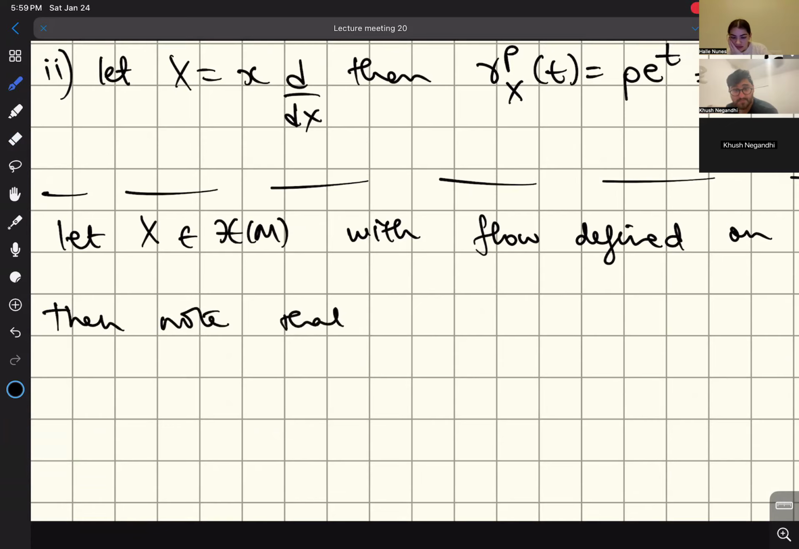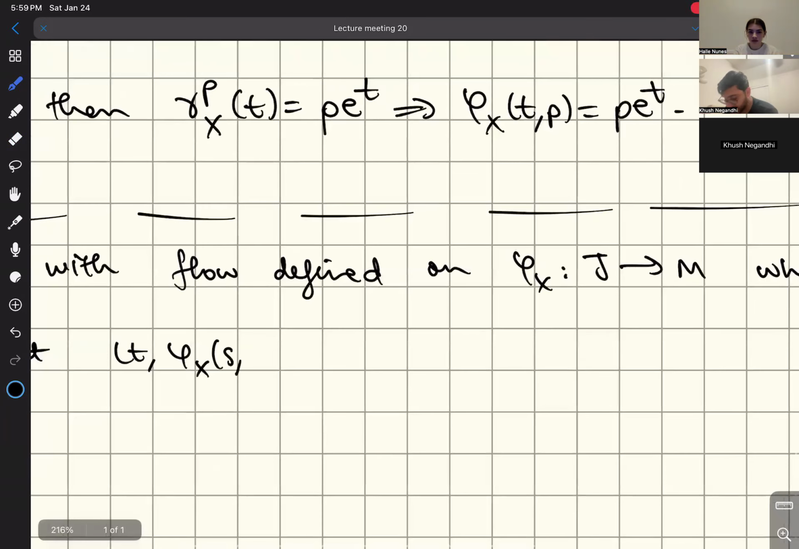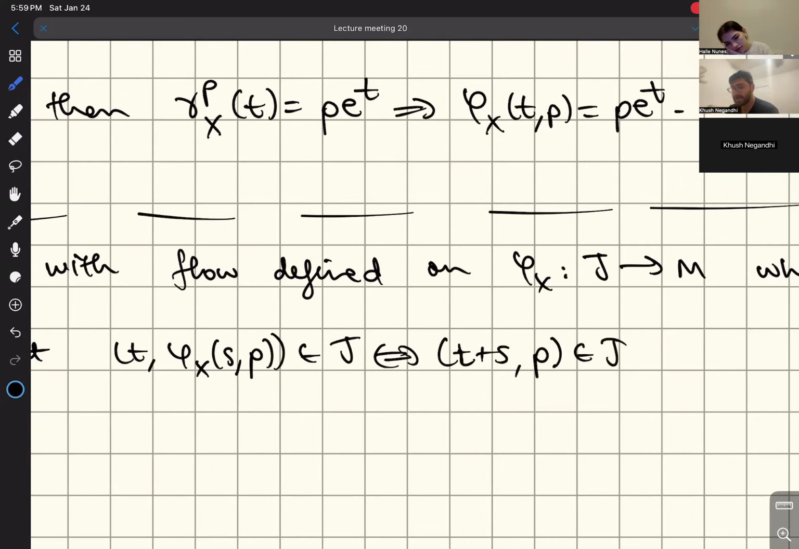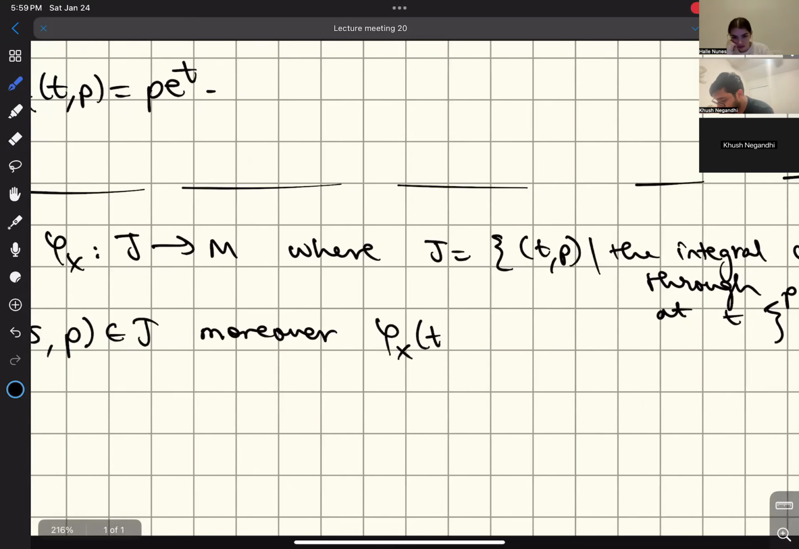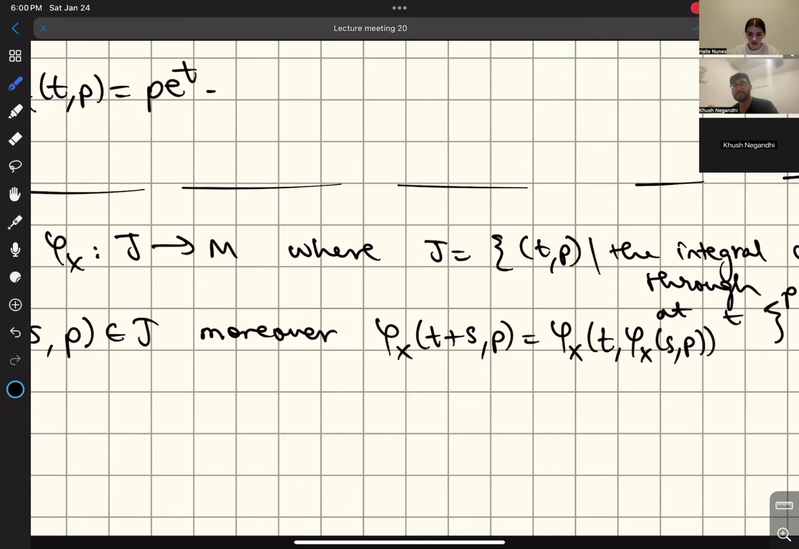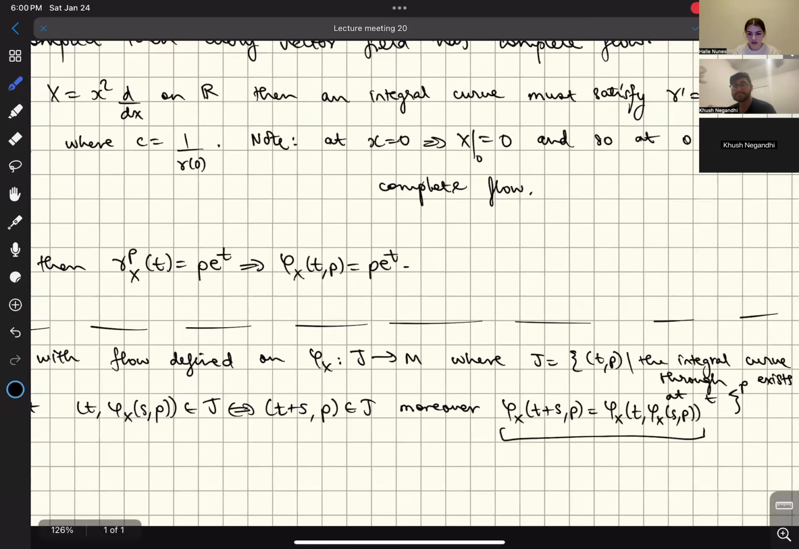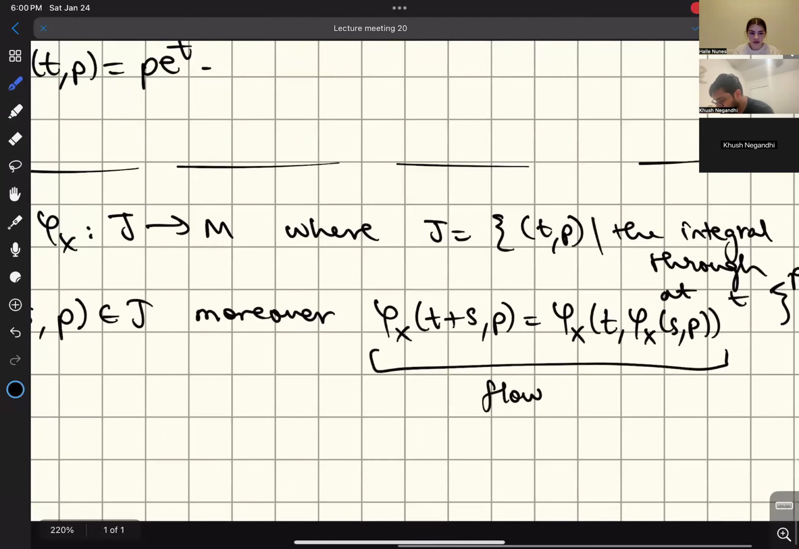Note that t is in the domain of phi x at s p if and only if t plus s through the point P is in J. Moreover, phi x of t plus s at P is equal to phi x of t at phi x of s p. This is called the flow property.